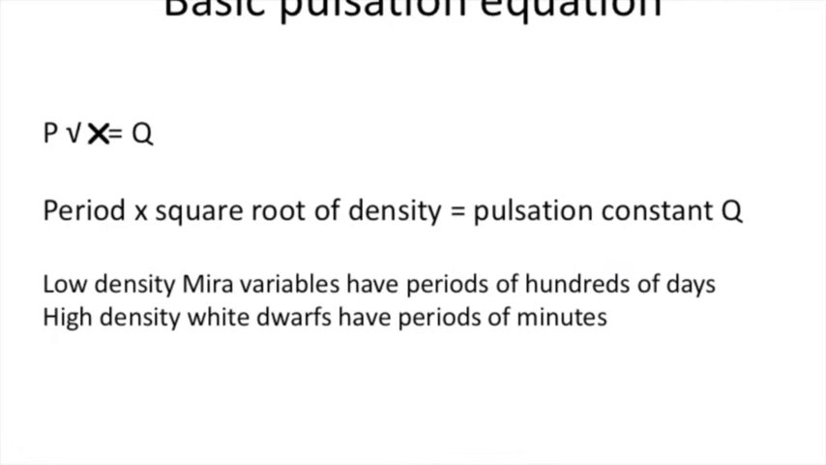Now there's the basic pulsation equation, actually found before Eddington's time. The period times the square root of the density, that X is usually the Greek rho for density, equals the pulsation constant Q. So for the low density giant stars, big red giants like Miras, we come up with periods of hundreds of days. The Q does vary a little bit with the nature of the star, but the density is the main change. For white dwarf stars, very high density, periods are down around a minute.